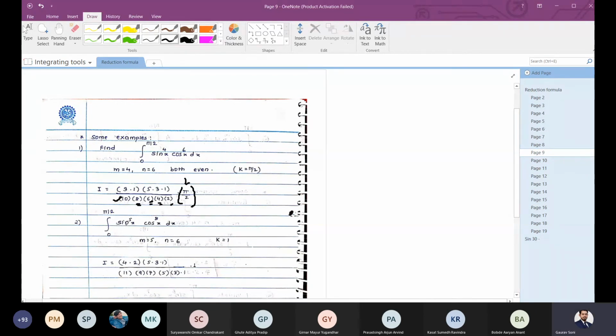So if I have 0 to pi by 2 sine raised to 5x cos raised to 8x. So 5 minus 1, 4, 5 minus 3, 2. Then the power of cos, the second one, is wrong, because it is given 6 and in the above the cos is 8.